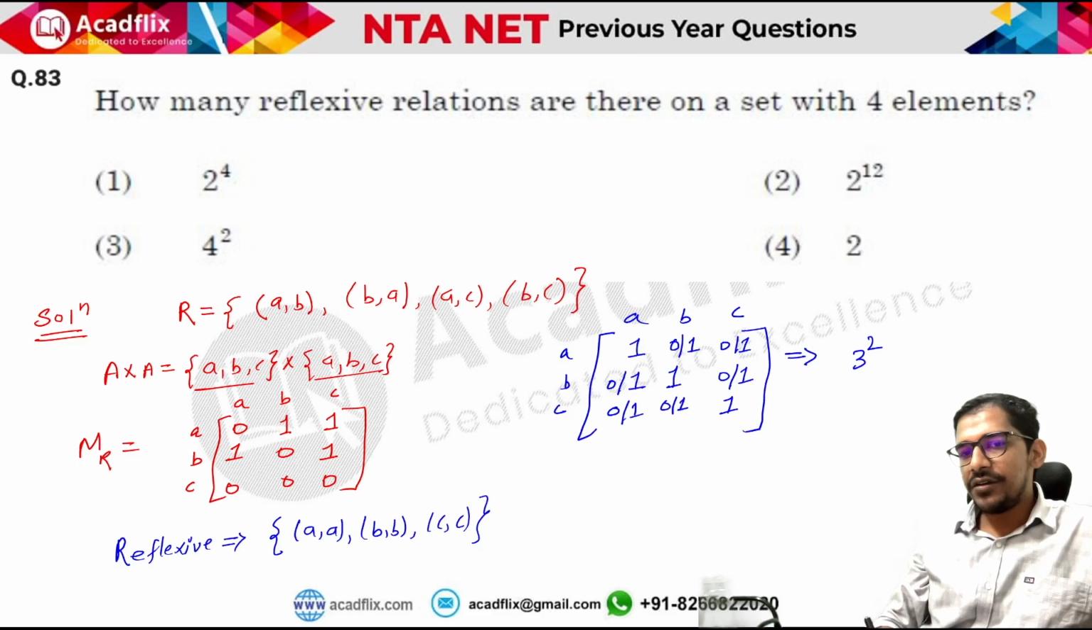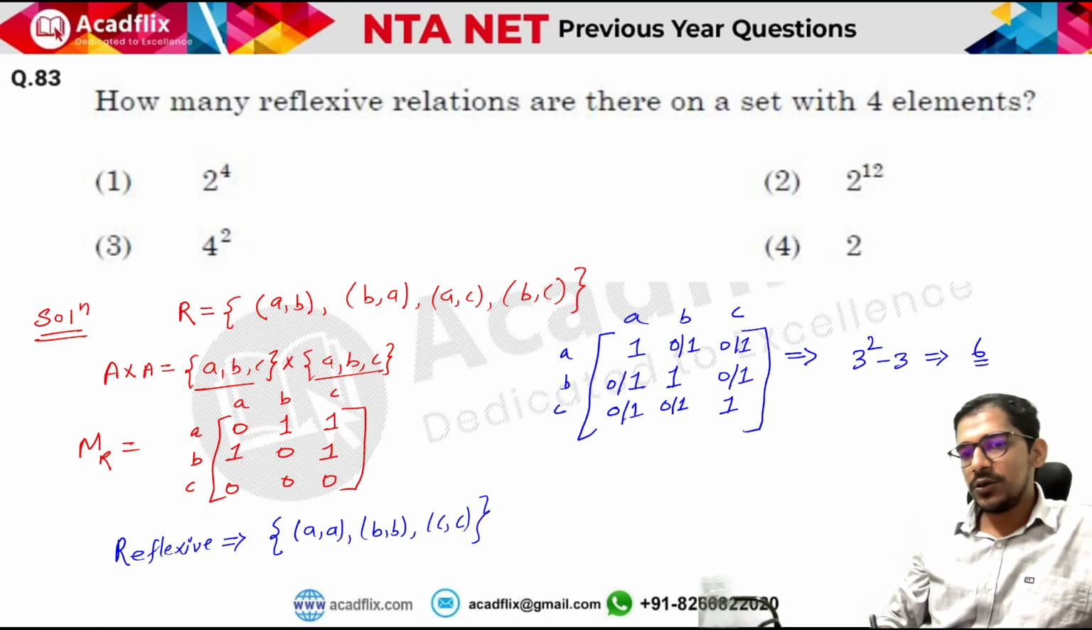And out of these 9 entries, you will see that these 3 entries do not have any choice, right? These 3 entries do not have any choice. So in this relation, the total number of entries is 3 to the power 2, and out of these entries 6 entries are having the choice and 3 entries do not have any choice. That means total number of reflexive relations can be 6 for 3 elements, right? Total number of reflexive relations can be 3 to the power 2 minus 3, right?